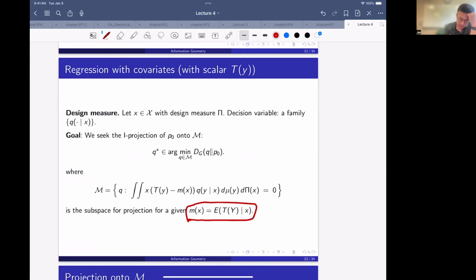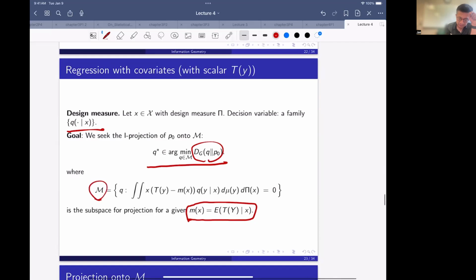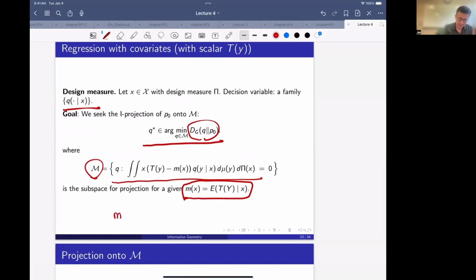So now the space is the space of conditional distributions, because we condition on x. And then the minimization, I mean the Bregman divergence projection, we use the same Bregman projection, but the space now satisfies this particular integral equation. If you know m is a marginal mean, then you can construct a single integral equation, like the integral of (y minus m) p(y) d mu(y), something like that.